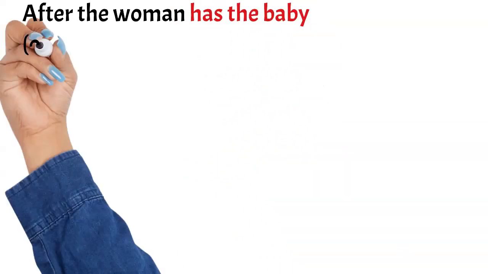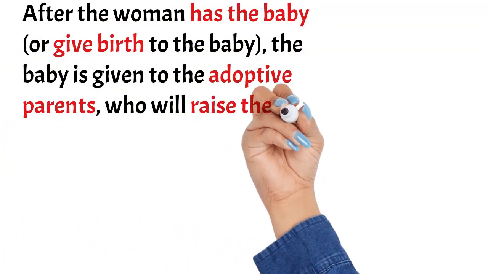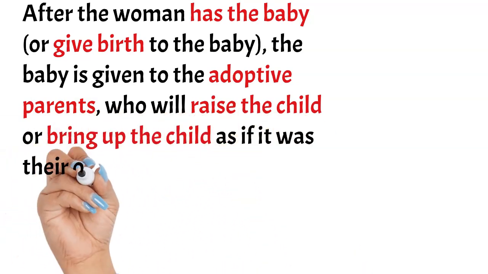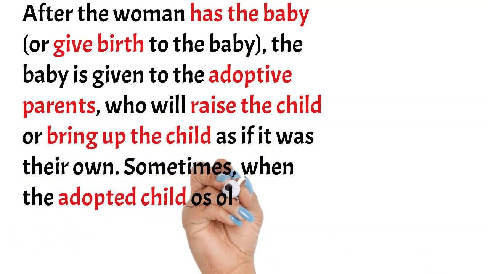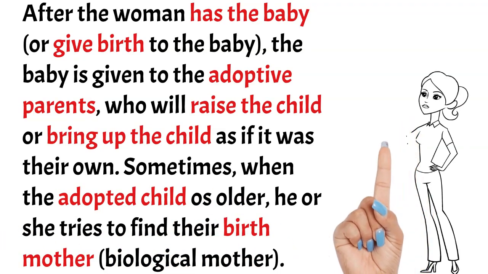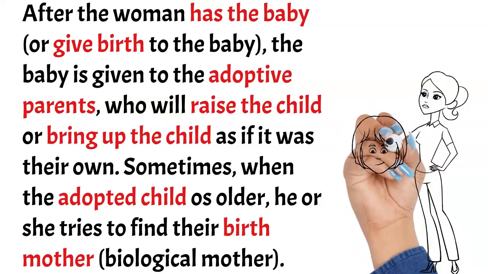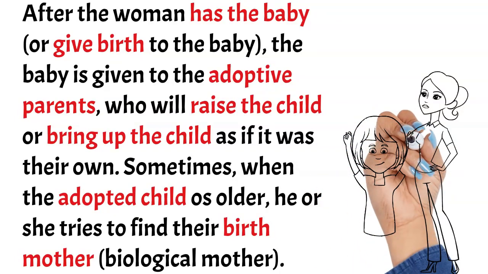After the woman has the baby, or gives birth, the baby is given to the adoptive parents, who will raise the child or bring up the child as if it was their own. Sometimes when the adopted child is older, he or she tries to find their birth mother, biological mother.